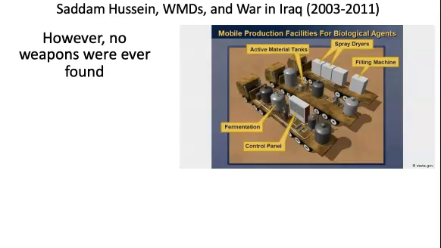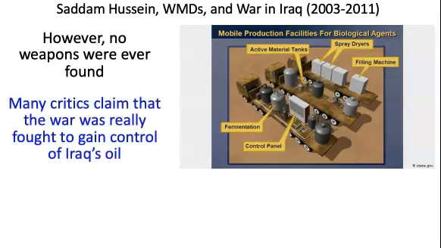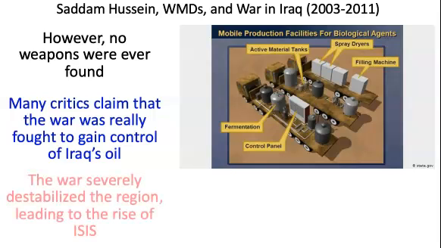The problem was, no weapons were ever found. The picture you see on the right is from a PowerPoint that our government used when we presented this to the UN about why we were going in. We had suspected that they were using mobile production labs. However, these things never turned out to have existed. And many people claimed that the war was really fought to gain control of Iraq's oil. Unfortunately, the war severely destabilized the region and would eventually lead to the rise of ISIS in the Middle East.